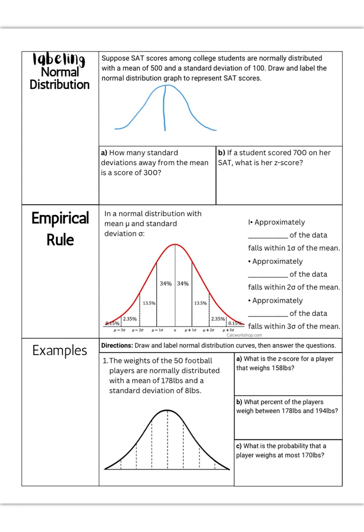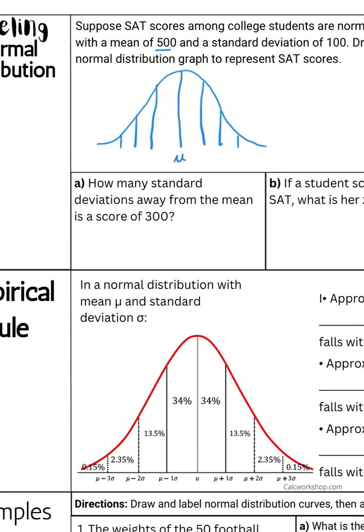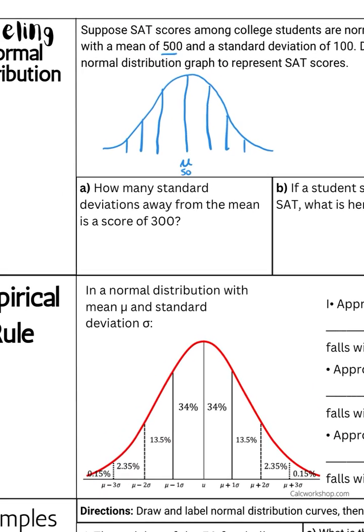The mean is right in the middle, and then you have 3 lines to the right and 3 lines to the left. And each one of those lines represents one standard deviation. So if our mean is 500, our standard deviation is 100. That means I'm counting up by 100. So this is going to be 600, 700, and 800. And then to go the opposite direction, I'm going to subtract 100 each time.